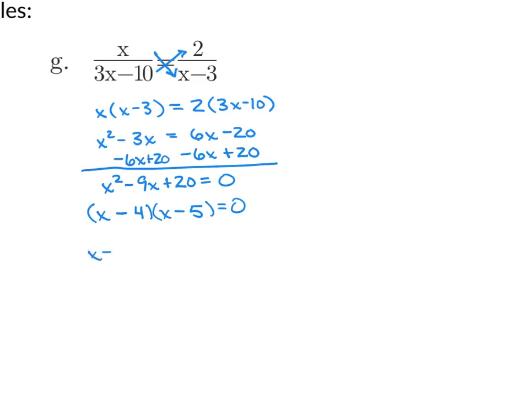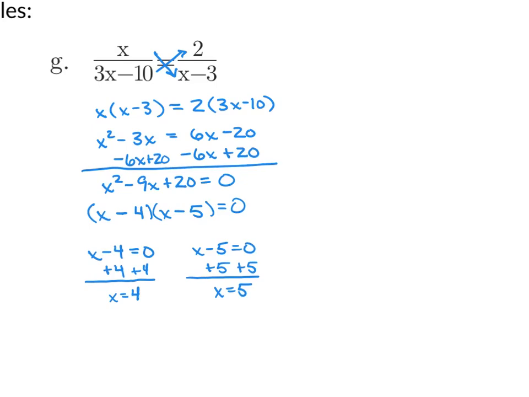All right, we go ahead and set each factor equal to 0 and solve. First one, we can add 4 to both sides. We get x equals 4. Second one, I can add 5 to both sides. And we get x equals 5.